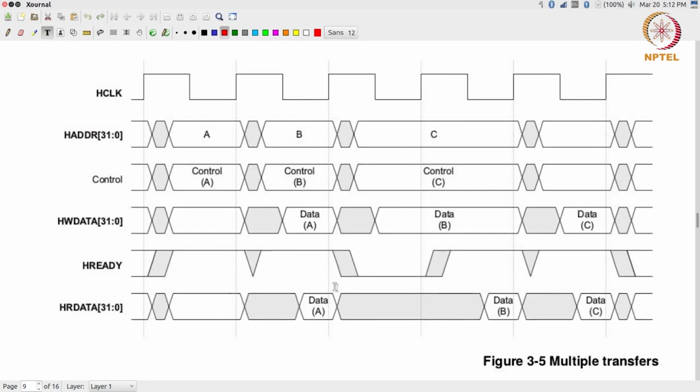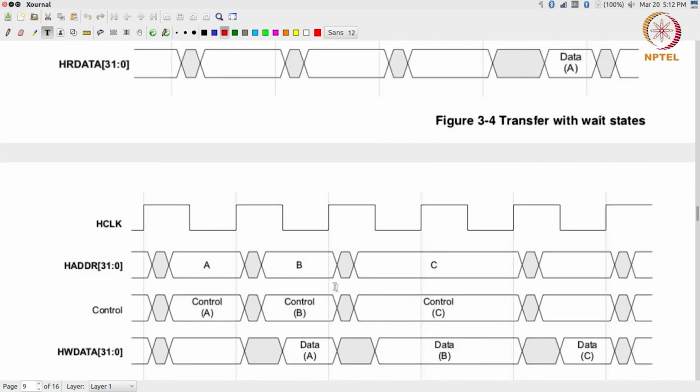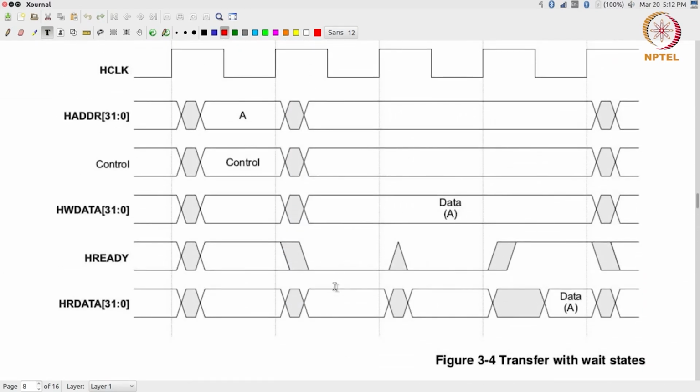How do we extend this? We can go to multiple transfers. Now, the most simple kind of multiple transfers would have been to finish one transaction completely, A and control is done, I get back the data and then start the next one. Obviously wasteful of time.